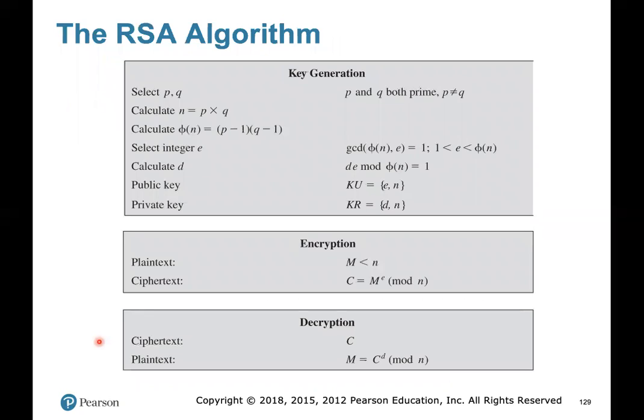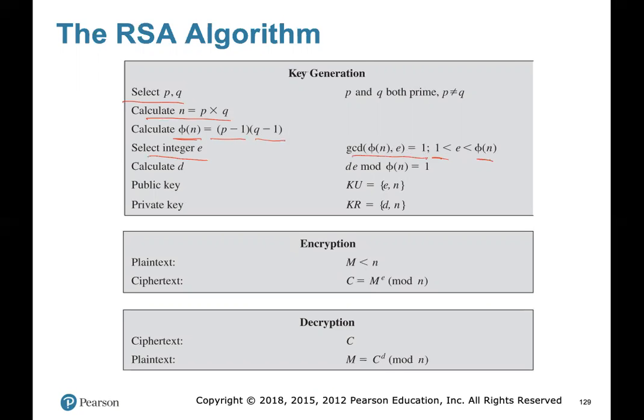Okay, here is another way of showing the RSA encryption algorithm that you see here. We select P and Q, and then P times Q is calculated, we call it N, and then phi N is calculated, which is P minus 1 times Q minus 1. And then we select integer E such that E is smaller than phi N, greater than 1, and also the GCD of phi N and E equals 1.